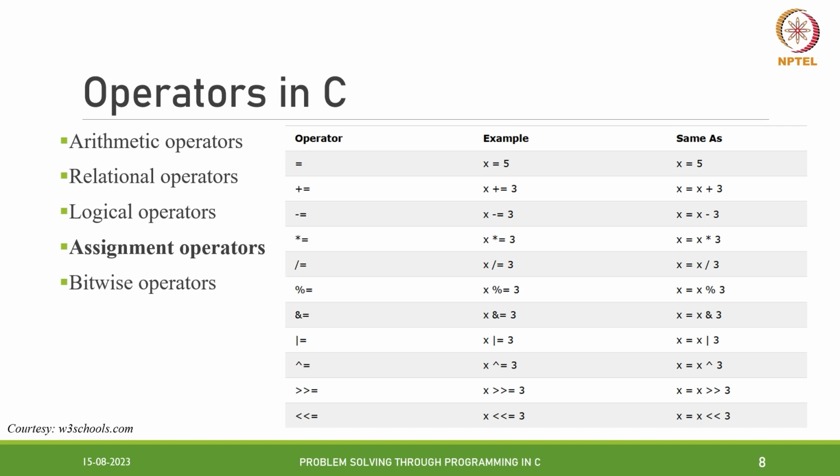Okay. So all of these are the shorthand notations. We call them shorthand notations because you can write both the arithmetic and the assignment operation in a single notation, right? So here we can write x plus equal to 3, and that will be treated by the compiler as x equals x plus 3. Okay. So yeah, these are the assignment operations.